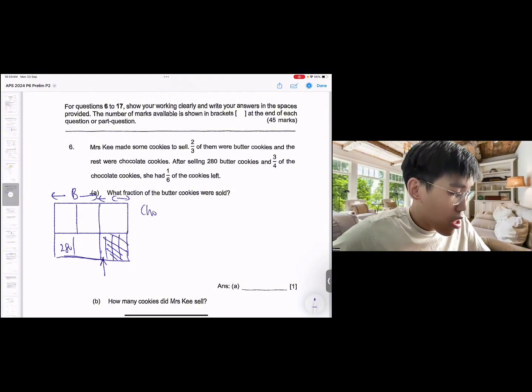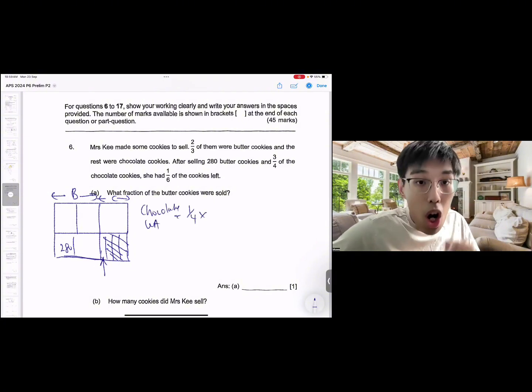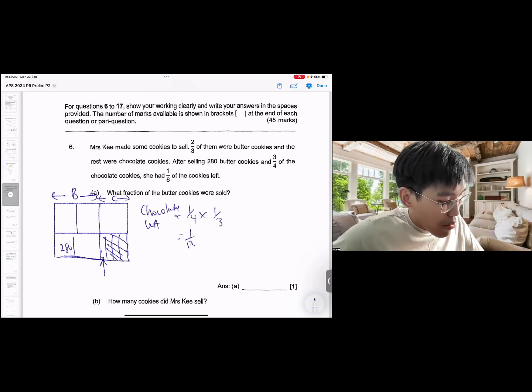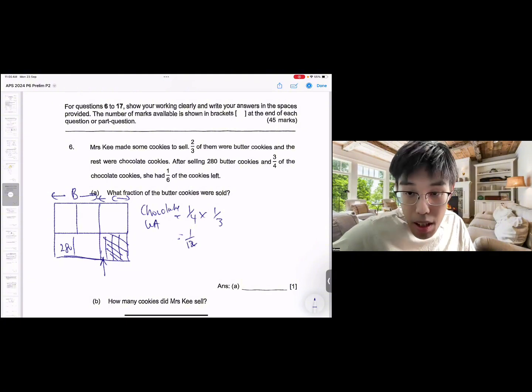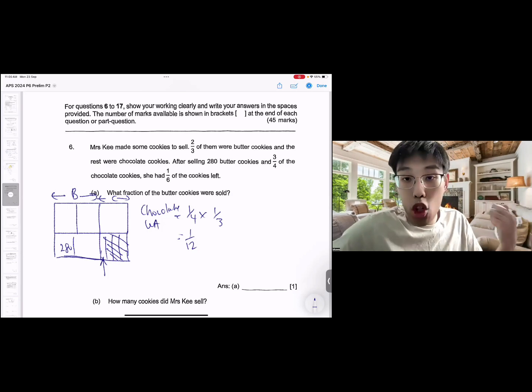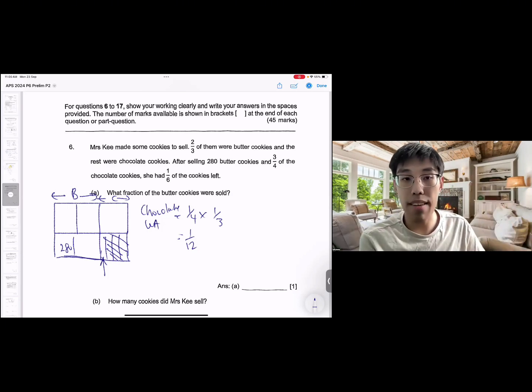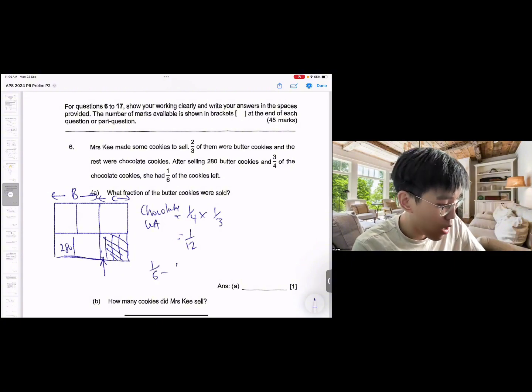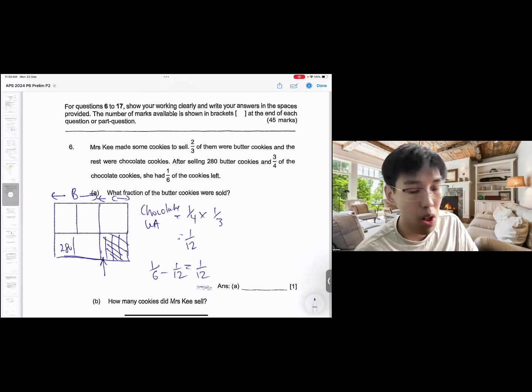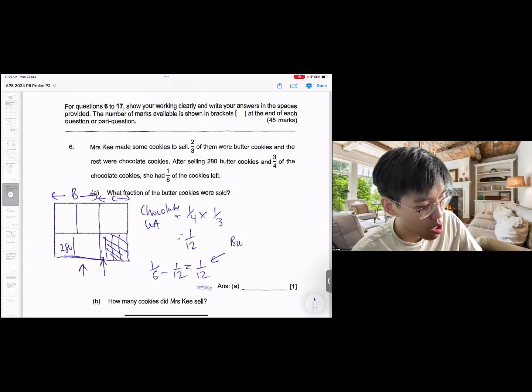So the chocolate left equals 1/4 of 1/3, which is 1/12. Okay, 1/12. So that means 1/12 of the total is chocolate left. And the final result is when they have 1/6 of the cookies left. That means the remaining stuff, which is 1/6, minus 1/12, is also equal to 1/12. This 1/12 goes to here, which is the butter left.